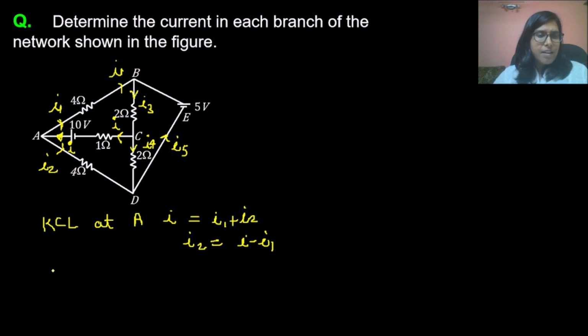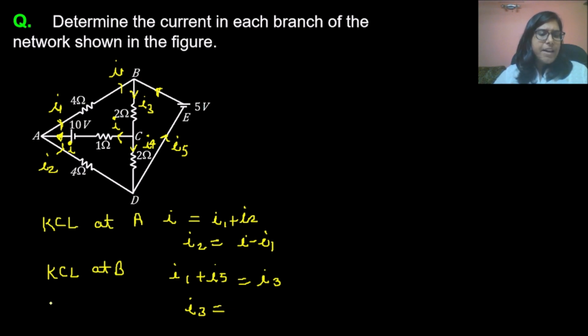Similarly, apply KCL at B. I1 and I5 are also coming in. So I1 plus I5 equals I3. Right? So I3 can be written as I1 plus I5.